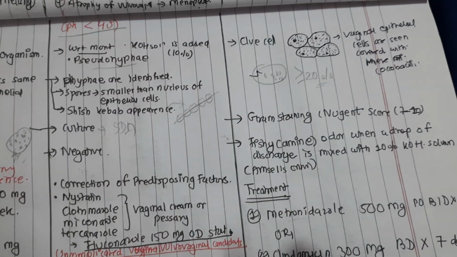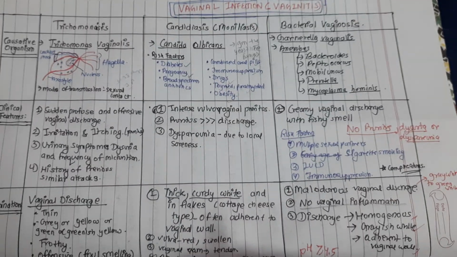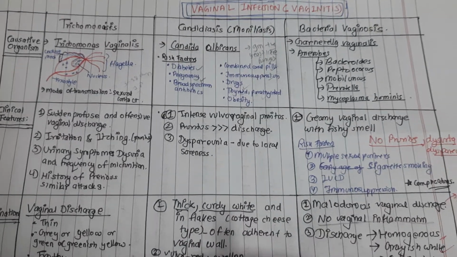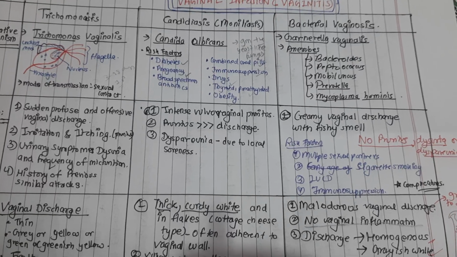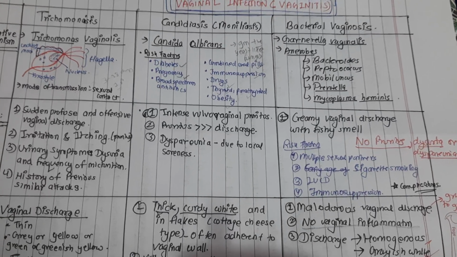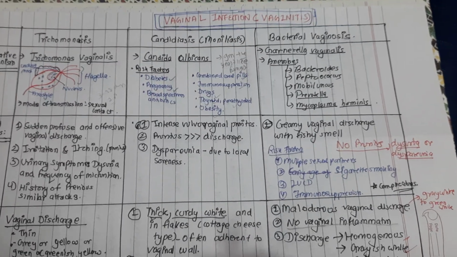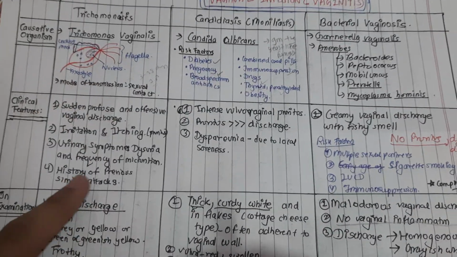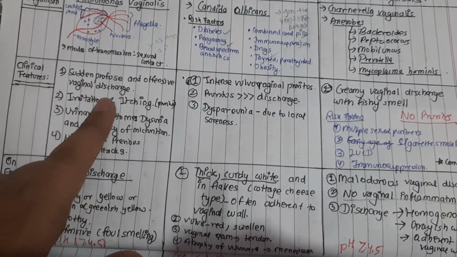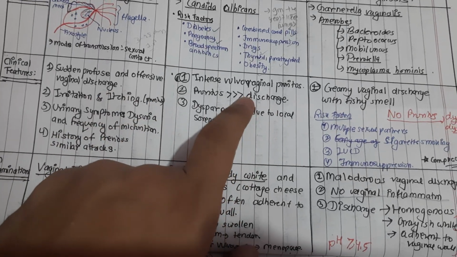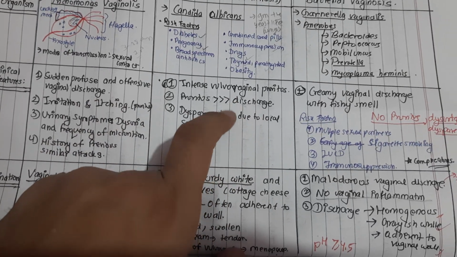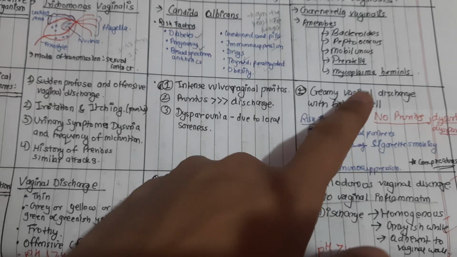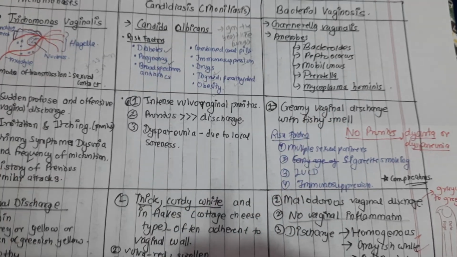So that was all about the 3 important differential diagnoses of vaginal discharge: trichomoniasis, candidiasis, and bacterial vaginosis. There are 3 causative organisms, easy to remember. In candidiasis, itching is more prominent than discharge. In bacterial vaginosis, there is discharge with a fishy smell.